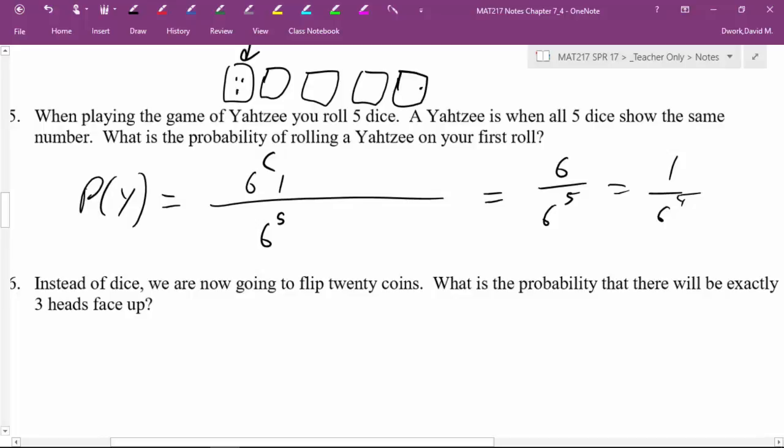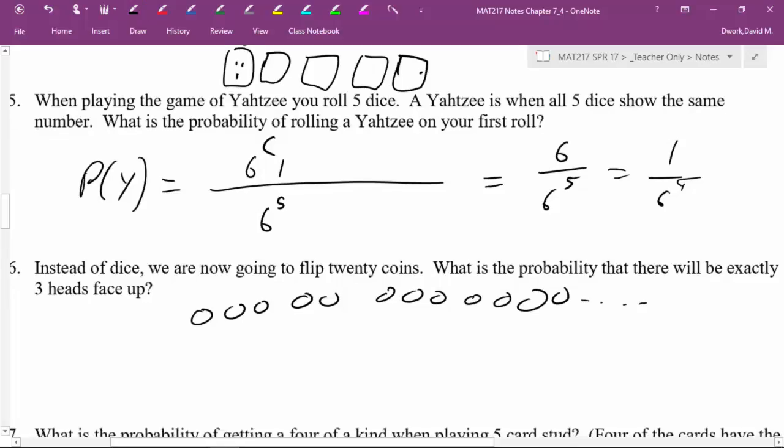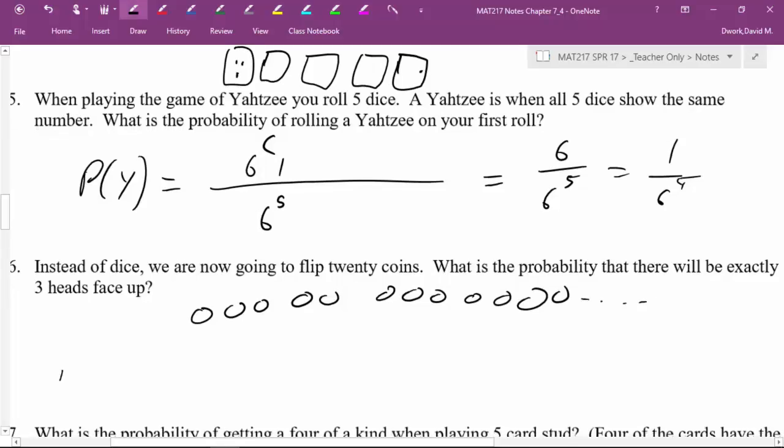All right, now 20 coins. So again, imagine you've got 20 coins and they are all distinguishable, because everything in probability is distinguishable. All right, first decision. Well, actually, probability of getting 3 heads. Okay, there we go. Denominator. Let's just start with the denominator. What's the total possible number of outcomes?